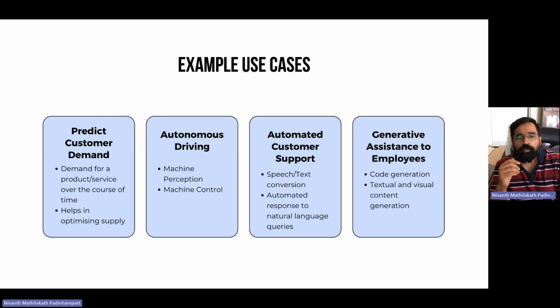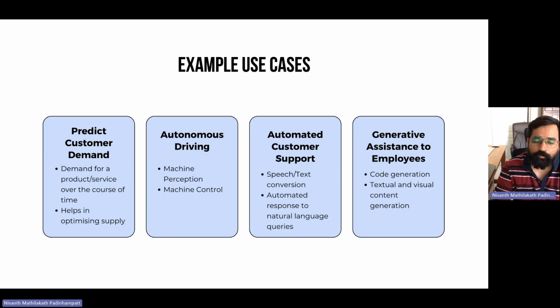But in ADAS also, various autonomy levels are there. I'm talking about that level where there is no control, but you can get warnings or helpful information using AI. Okay, and let's go to the next one.